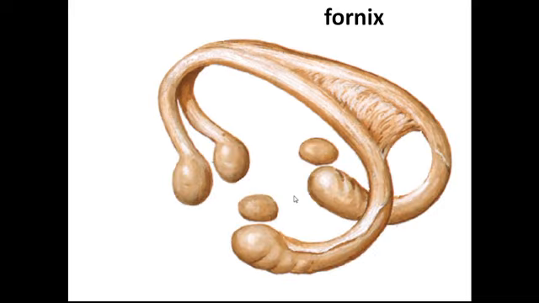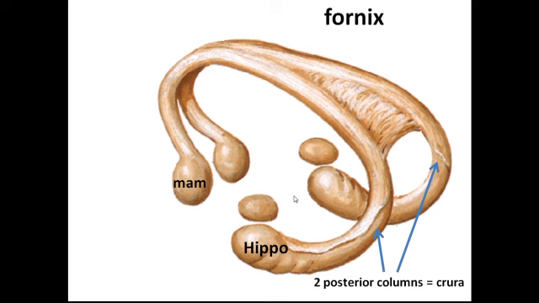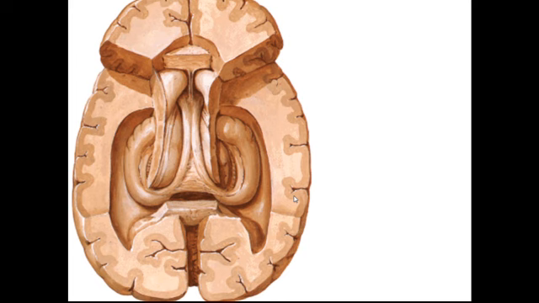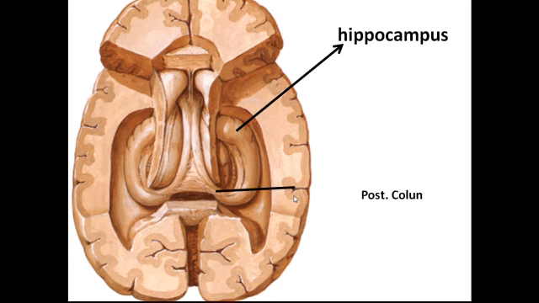The fornix, as we said, connects hippocampus to mammillary bodies, but it is formed of several parts. Starting from the hippocampus, we have two posterior columns or crura that arch upwards beneath the corpus callosum. Coming close together, they form the body of the fornix, and as they proceed anteriorly, they descend as the two anterior columns of the fornix that end in the mammillary bodies. The commissure of the fornix connects the two crura of the fornix. This is the hippocampus, posterior columns, and body of fornix.